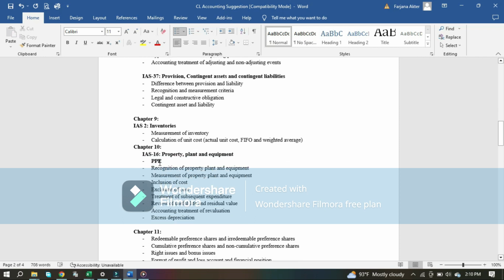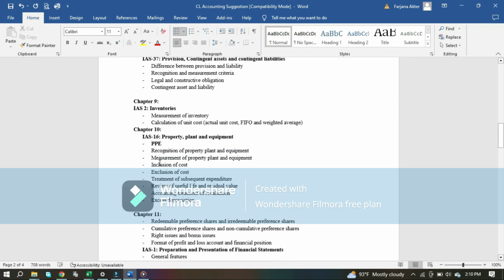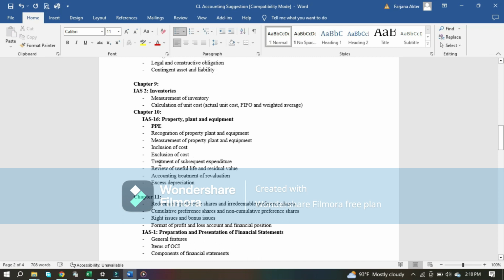Chapter 9. IAS 2, Inventories. Measurement of inventory. Calculation of unit cost, actual unit cost, FIFO, and weighted average. Chapter 10. IAS 16, Property, Plant and Equipment.